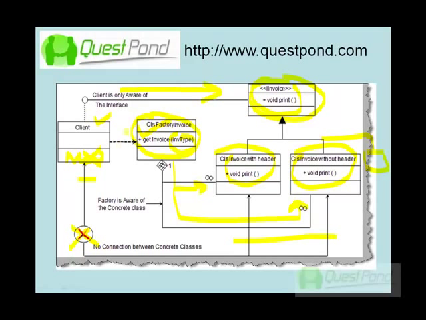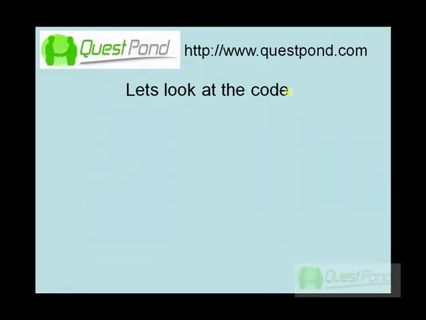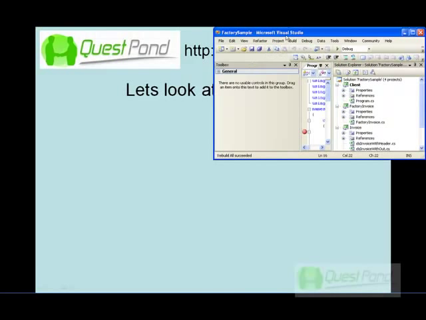The first problem, the new keyword, we have solved by introducing the CLS factory class, and the second problem, the client knowing the concrete classes, we have solved by using interfaces. Now let's look at a sample code, and how exactly it looks.